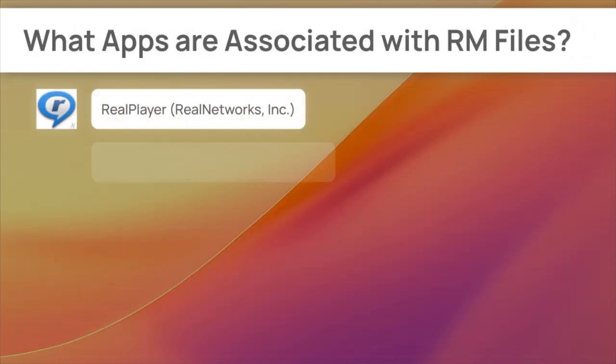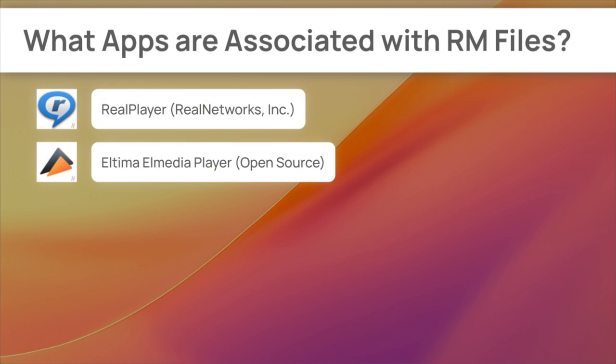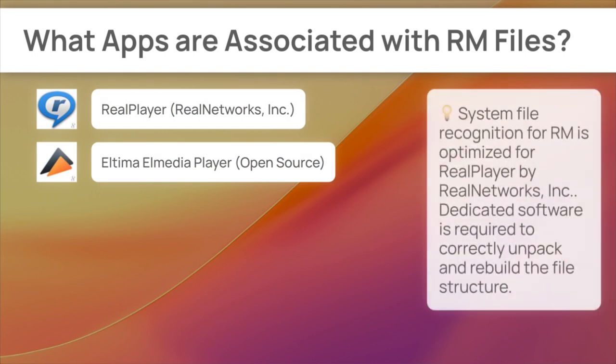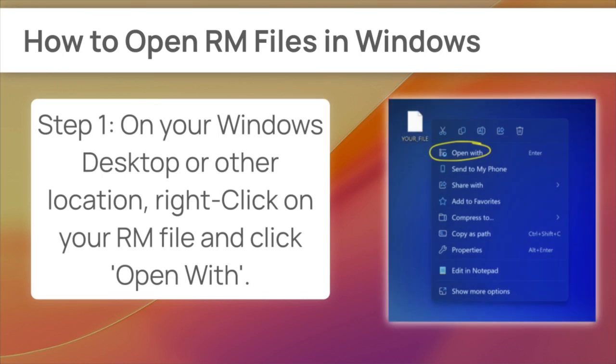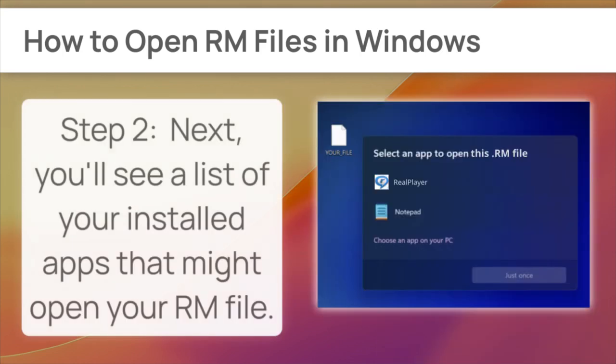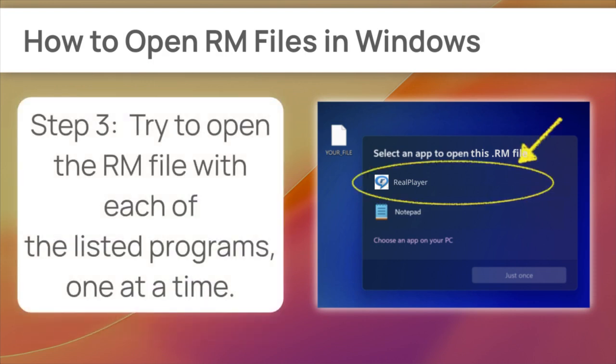The common standard viewer for RM is typically RealPlayer from RealNetworks, Inc. Dedicated software is required to correctly unpack and rebuild the file structure. Windows supports typical consumer formats, though creators often use specialized tools. We are checking the software list for a guaranteed opener. Right-click your RM file and select Open With. If RealPlayer is installed, test that now. If not, choose another program. We must verify every installed reader.